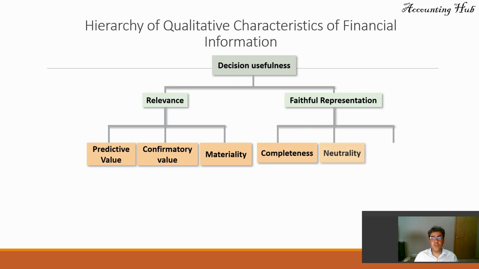And the second one, faithful representation: completeness. We cannot have black holes in our financial info. It must be complete. Neutrality. Okay, I am from the accounting department, so I will manage my accounting info to show that the accounting department has very, very few costs. So I will allocate it to a lot of other departments. I am not neutral anymore.